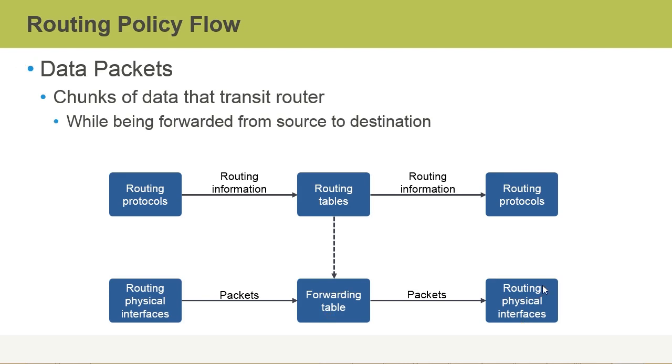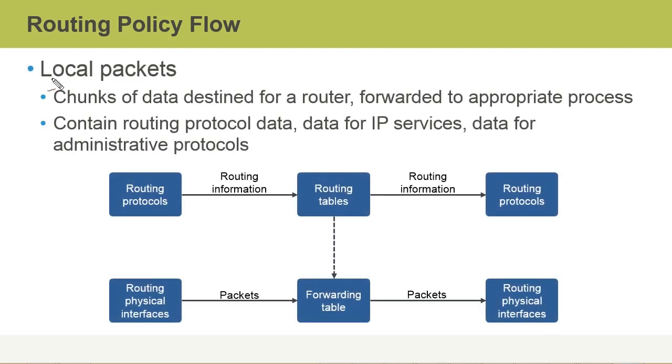Now, our third type of packet is what we call a local packet. And a local packet is a piece of information that's actually destined for your router. So the information comes into your router and then it's forwarded to the appropriate process on your router. And this could be different pieces of information.